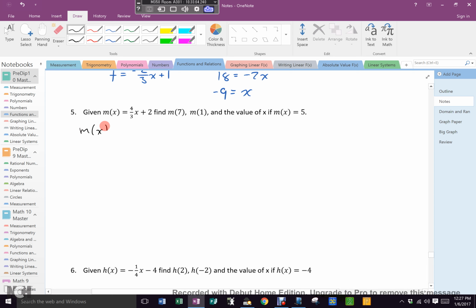I have a new function. It is m of x equals 4/3 x plus 2. What do I need to find? I need to find the m of 7. I need to find the m of 1. And I need to find the m of x equals 5. So, here, I'm looking for what? An x or a y value? Y. Here I'm looking for what? A y. Here I'm looking for what? An x. So all you do is substitute in appropriately.